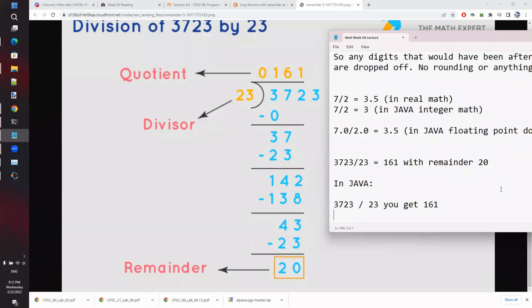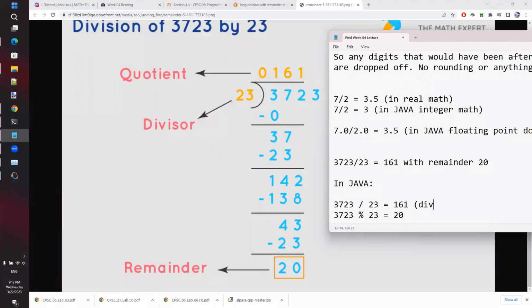If you do this operation, 3723, and you put a percent there, 23, it kind of looks like division, right? How there's a slash and there's a slash. That's the modulo operator, and the answer is 20. That's the remainder. So when you use the slash operator for division, you get the quotient. When you do the percent sign there, you get the remainder.